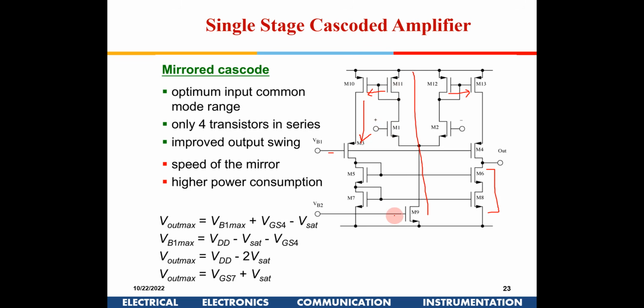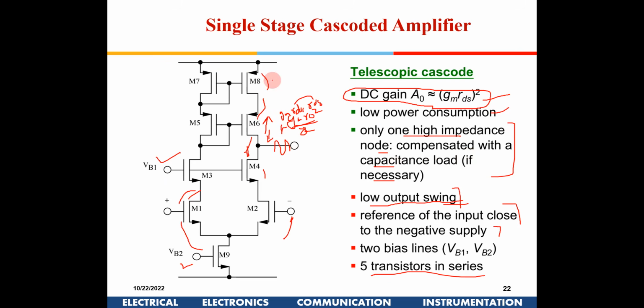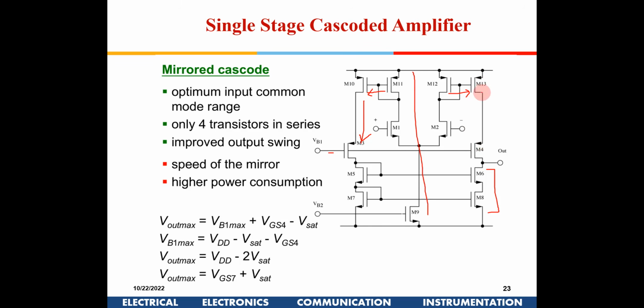So I have the input common mode range is very high, and obviously here I had 5 transistors at the output stage, here 4 transistors, so it is better. Okay, so both the input common mode range has improved, output swing has improved. The drawbacks will be these. Speed of the mirror, because this current has to get reflected out here. So at high frequencies all this will add additional capacitance and it will slow down the circuit.